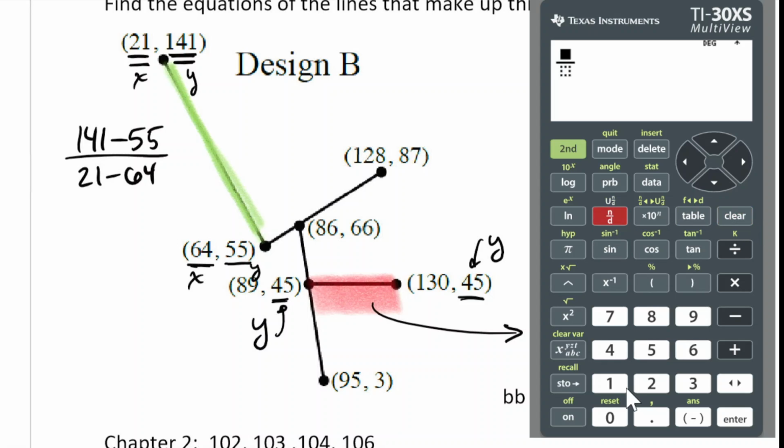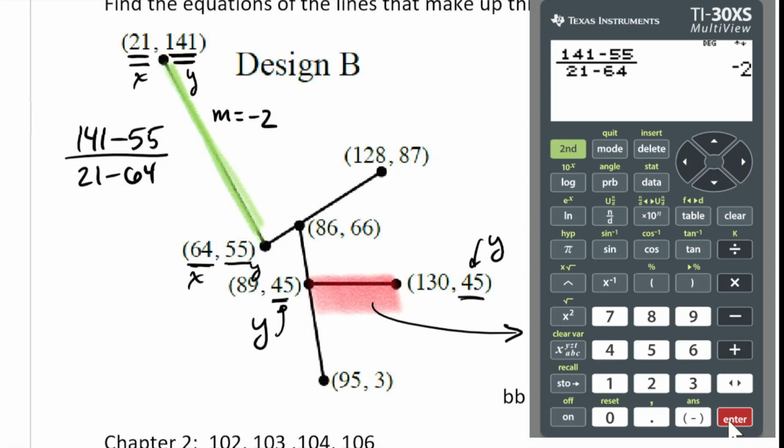Got it. And then the numerator, I'm going to take 144 and I'm going to subtract 55. In my denominator, I'm going to place the 21, that top x value, minus 64, the lower x value. And I get that the slope of that line is -2. So for the green line, we know slope m is -2. That's a big chunk of it, but we're not done, because in addition to the slope, we need to figure out what our y-intercept is.